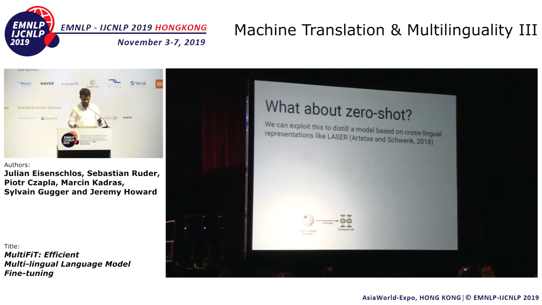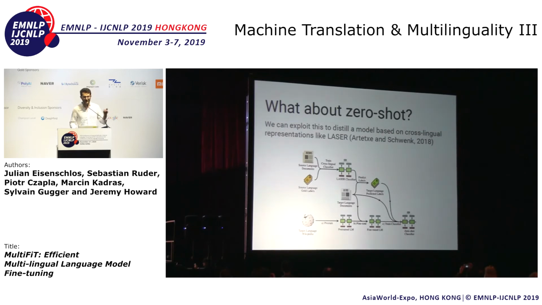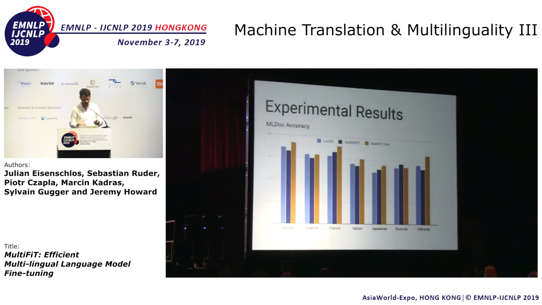And on the other side, we have the language model in the target language that we are pre-training, let's say on Wikipedia or some large corpus. We can also fine-tune the language model on my target documents in the target language. And then we can combine the two. We can distill the labels that we obtained from the LASER-based classifier to our language model. And that gives us very good results.